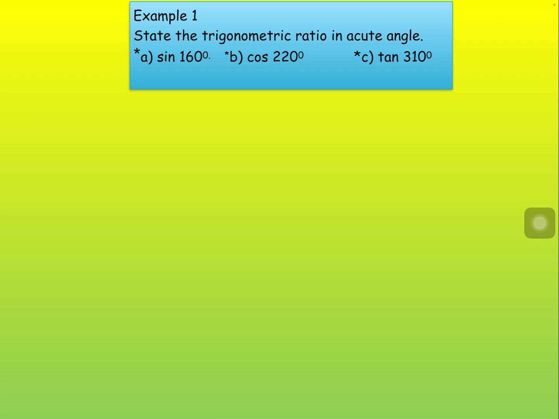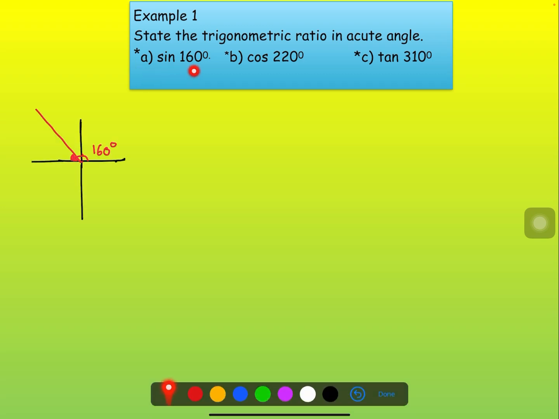State the trigonometric ratio in acute angle. A, sine 160, B, cos 220, and C, tangent 310 degree. The first one is sine 160 degree, so it is equivalent to sine 180 minus 160. So sine 160 degree equals sine 20 degree.